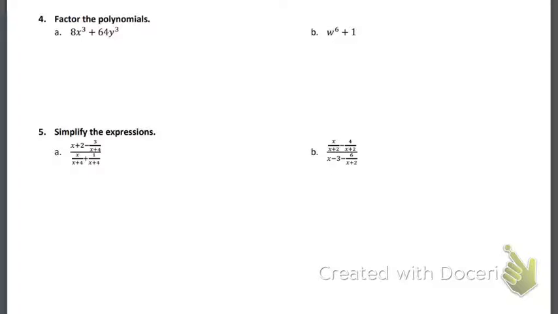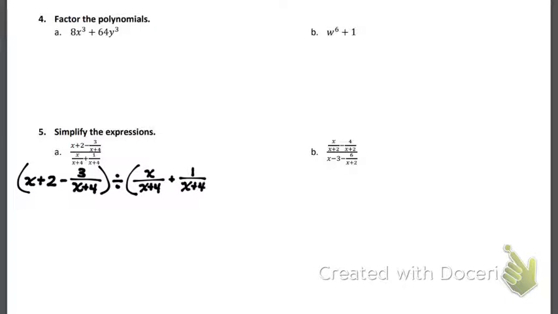I have my numerator, which contains a fraction. I have my denominator, which contains 2 fractions. Joy. So I have fractions inside of fractions. I'm going to rewrite this in a way that doesn't make my head hurt. So I have x plus 2 minus 3 over x plus 4. That's the numerator. It's being divided by this stuff in the denominator: x over x plus 4 plus 1 over x plus 4. I'm going to write it out as a division problem like this so that I'm not working with fractions inside of fractions inside of fractions.